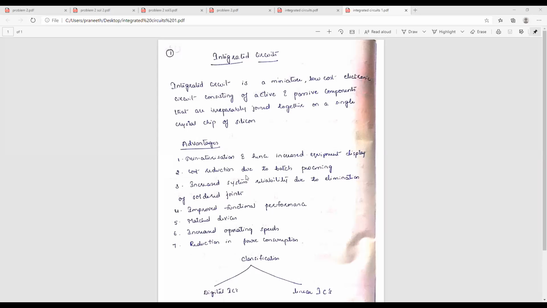Now let us see some of the advantages of integrated circuits. The first advantage is miniaturization and hence increased equipment density. A lot of devices or circuits have been integrated together to form a single circuit. So obviously miniaturization means your circuits are becoming smaller.